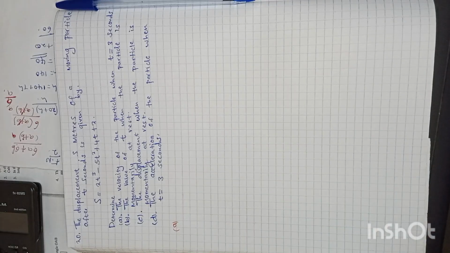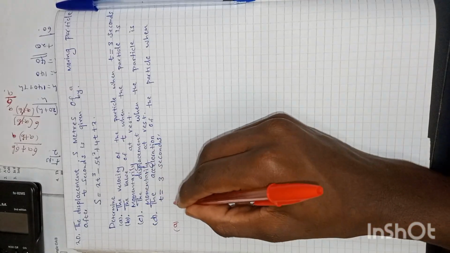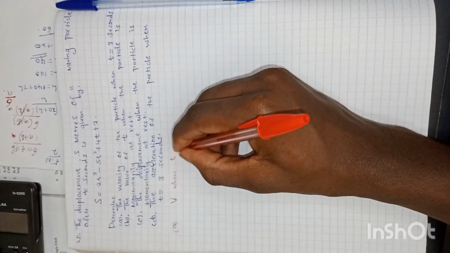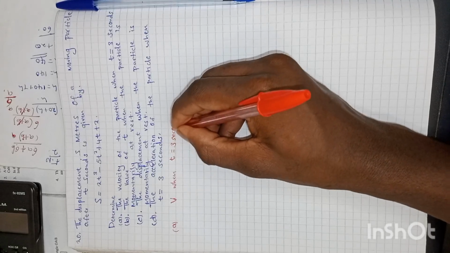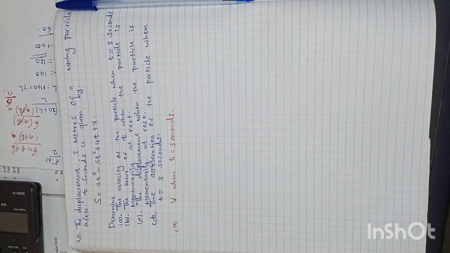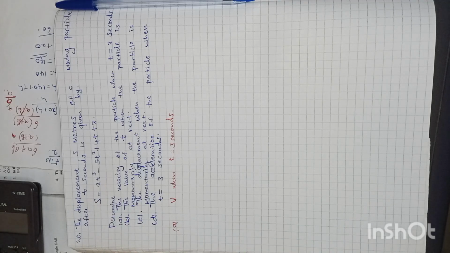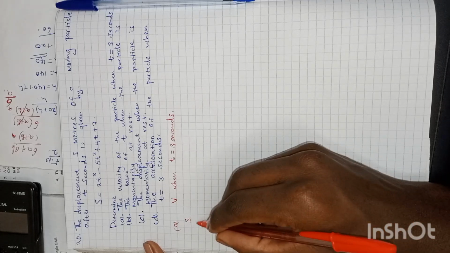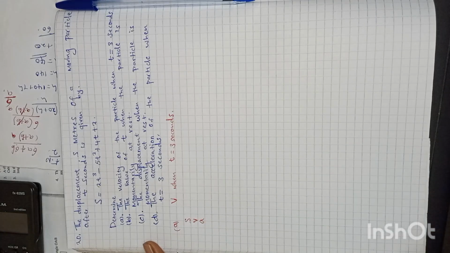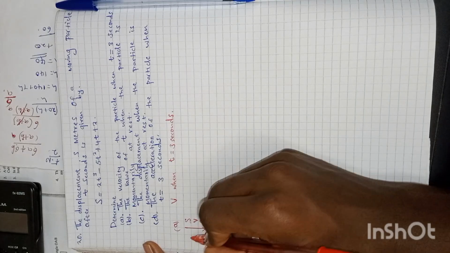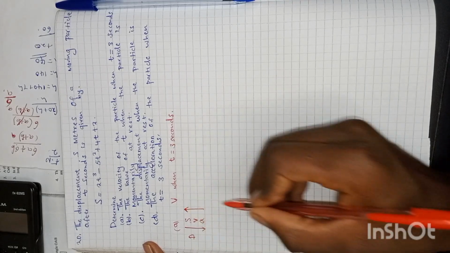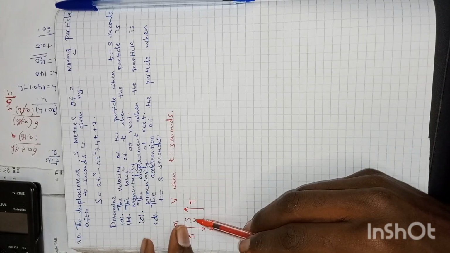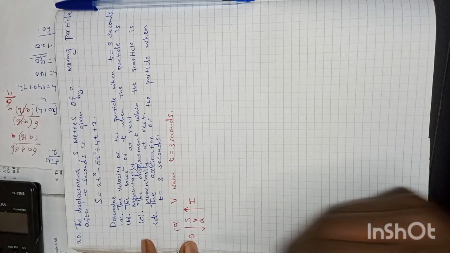So A, you have been told to determine the velocity of the particle when time equals 3 seconds. Because you have not been given the velocity, but you have been given the displacement, what do you do? Remember, we have displacement, velocity, and acceleration. Going downwards, you differentiate, and moving upwards, you integrate. Because we have displacement s and we need velocity, we are moving downward, so we differentiate.